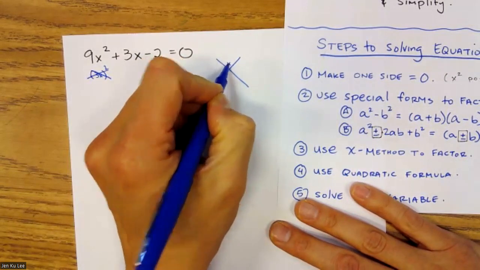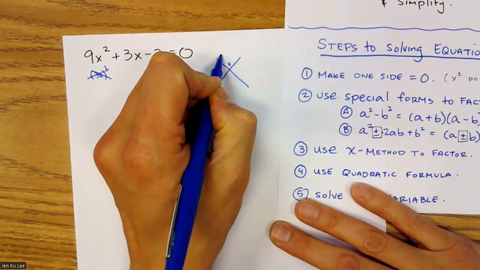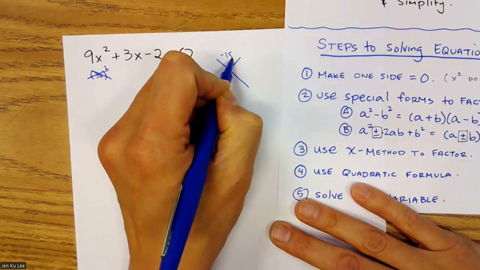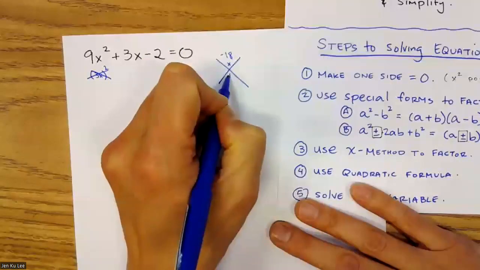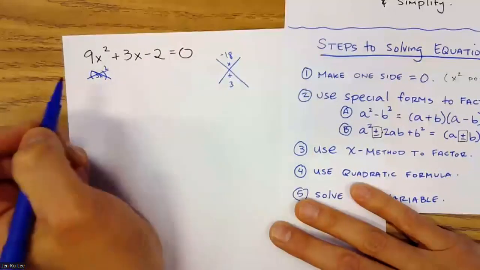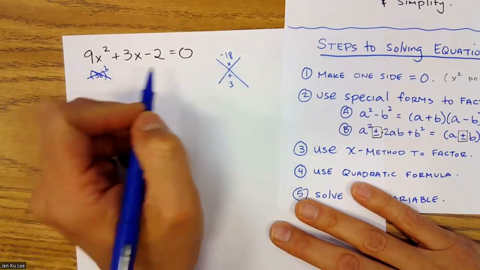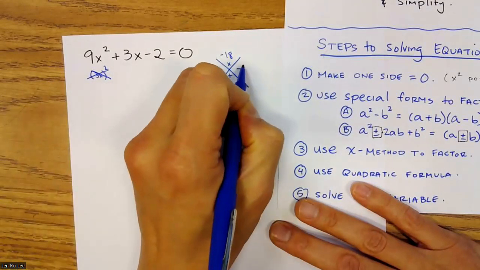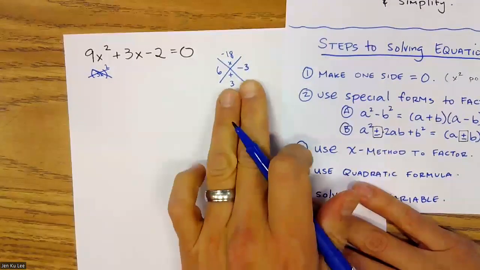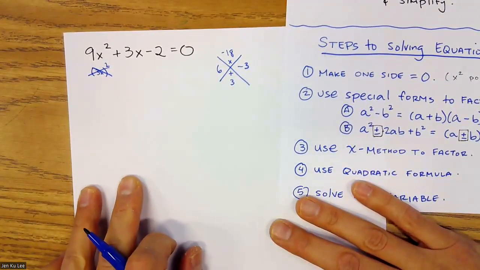Are there two numbers that multiply to a product of negative 18 and add to a sum of 3? 6 and negative 3. Awesome. So now we can proceed to use the x method.